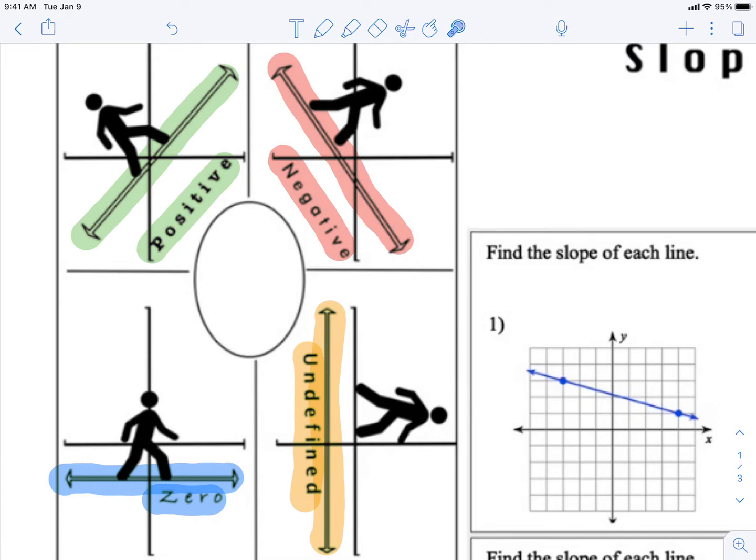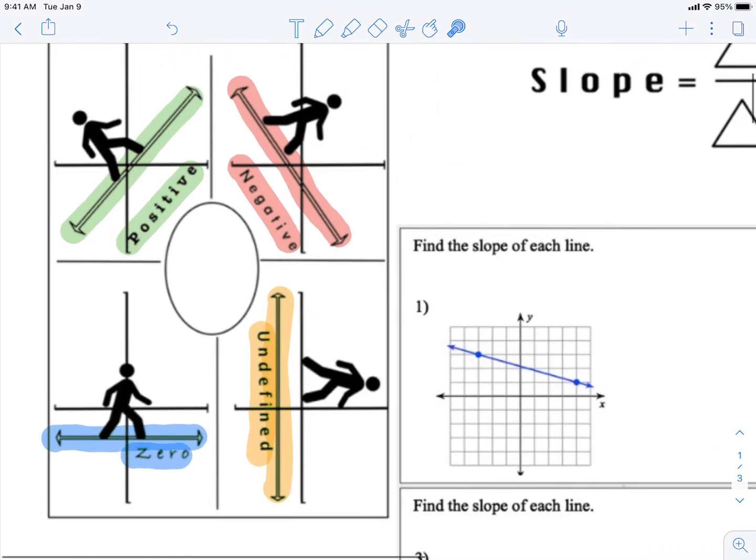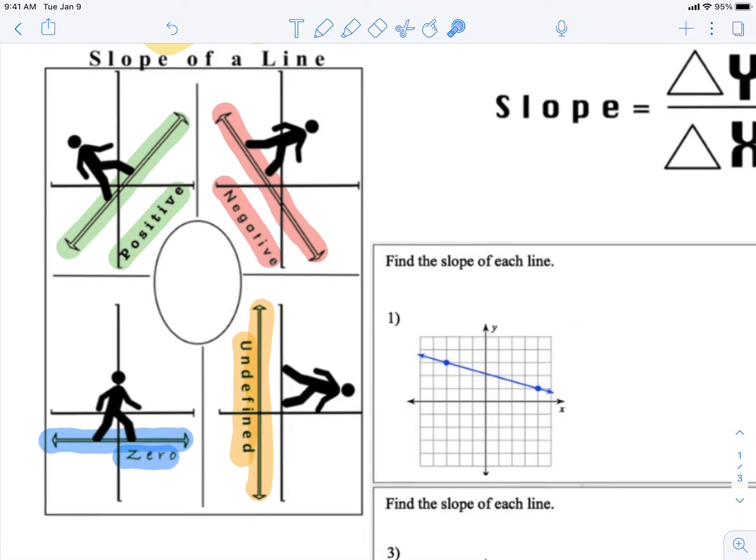So those are the four kinds of slopes. Positive slope, from left to right, you go up. Negative slope, from left to right, you go down. Zero slope, from left to right, is flat, is zero. And undefined, from bottom to top, is up and down.